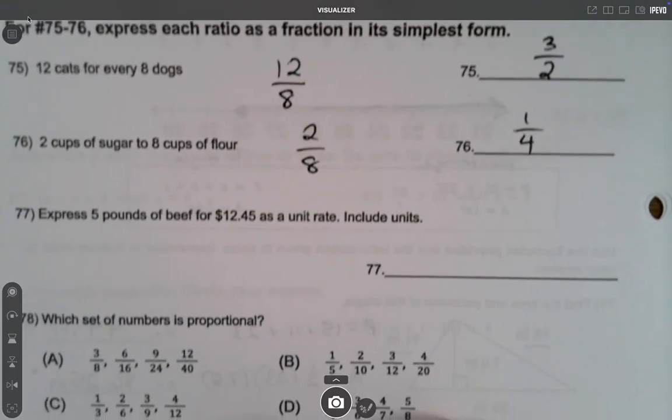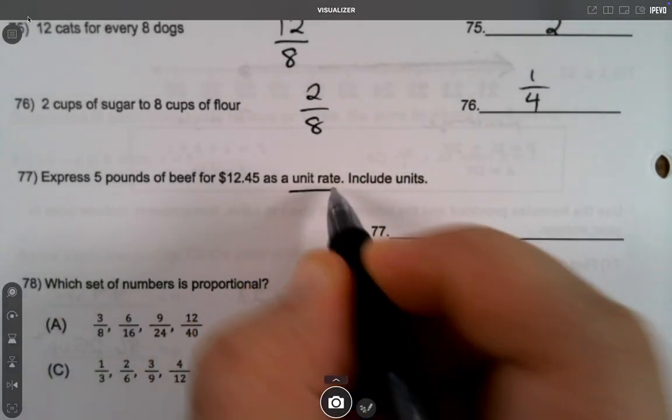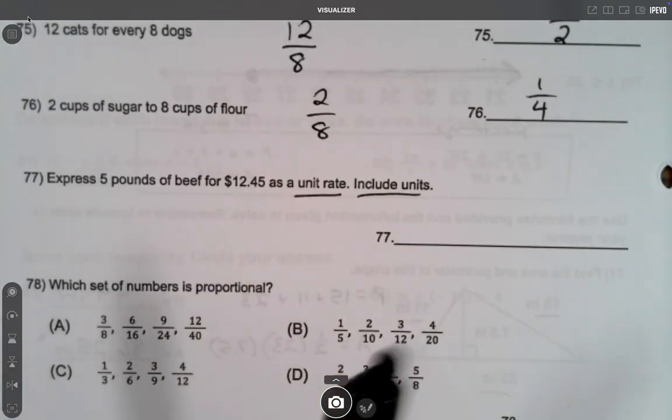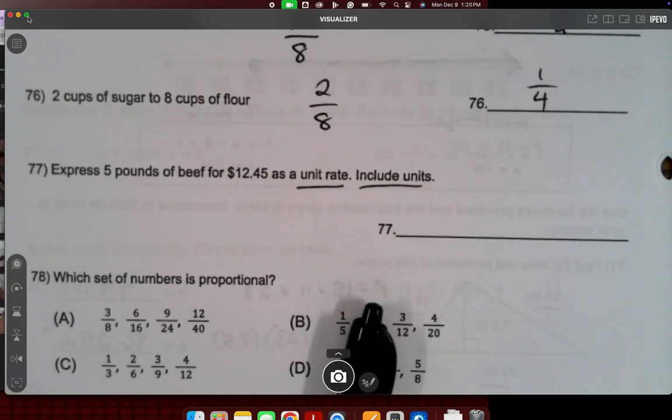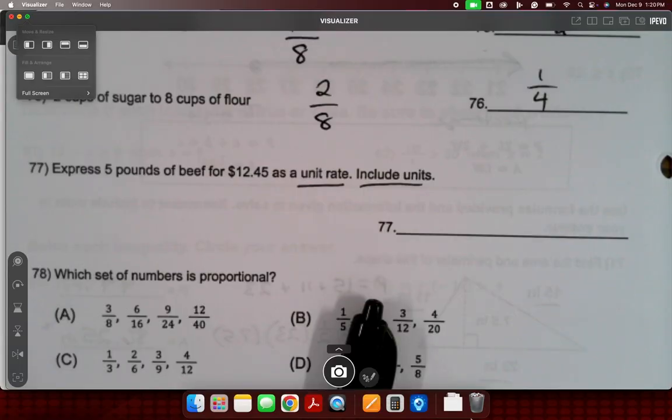Okay, 77, we're switching to unit rates. That's when you divide, you have to include units for some words. So they told us how much 5 pounds of beef costs, but we want to find out how much 1 pound costs. So give me just a second and I'll pull up a calculator. Here we go. There's my mouse, okay.